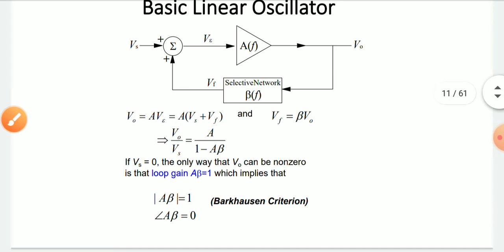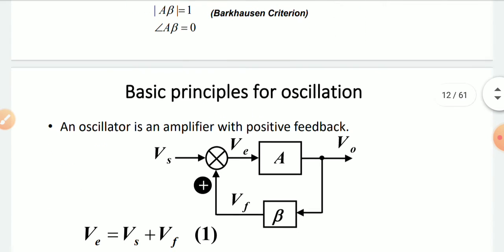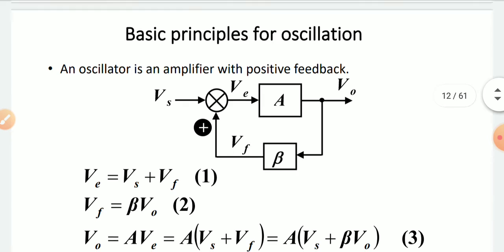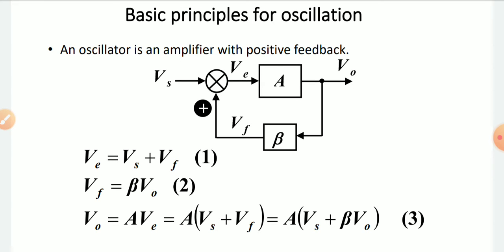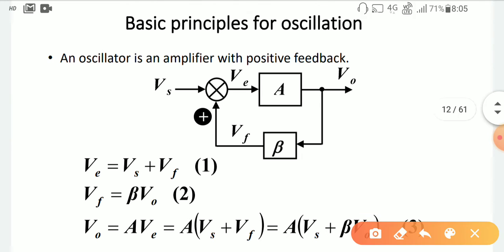Today we discuss the Barkhausen criteria in more detail, and also how this equation is obtained; you will be able to understand it after this explanation. Now concentrate on this picture and the explanation, by which this is easier to understand. So V of E, which is defined as the error signal, is the summation of Vs and V of F, because this is the positive feedback circuit, and equation 1 specifies this.